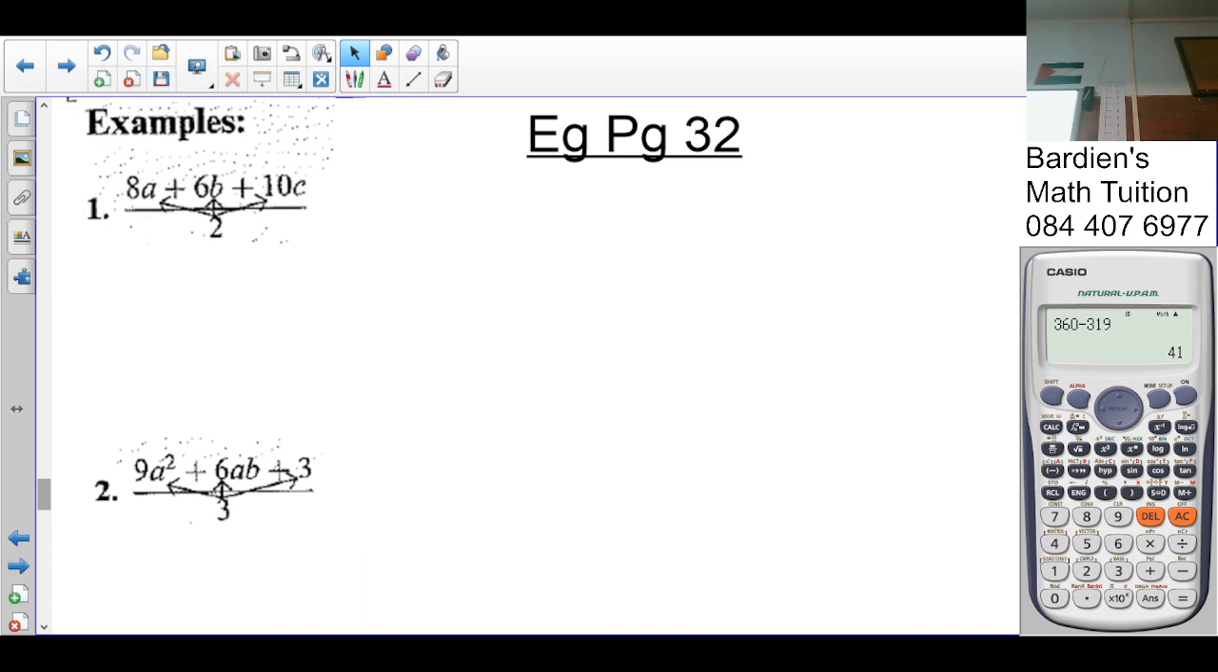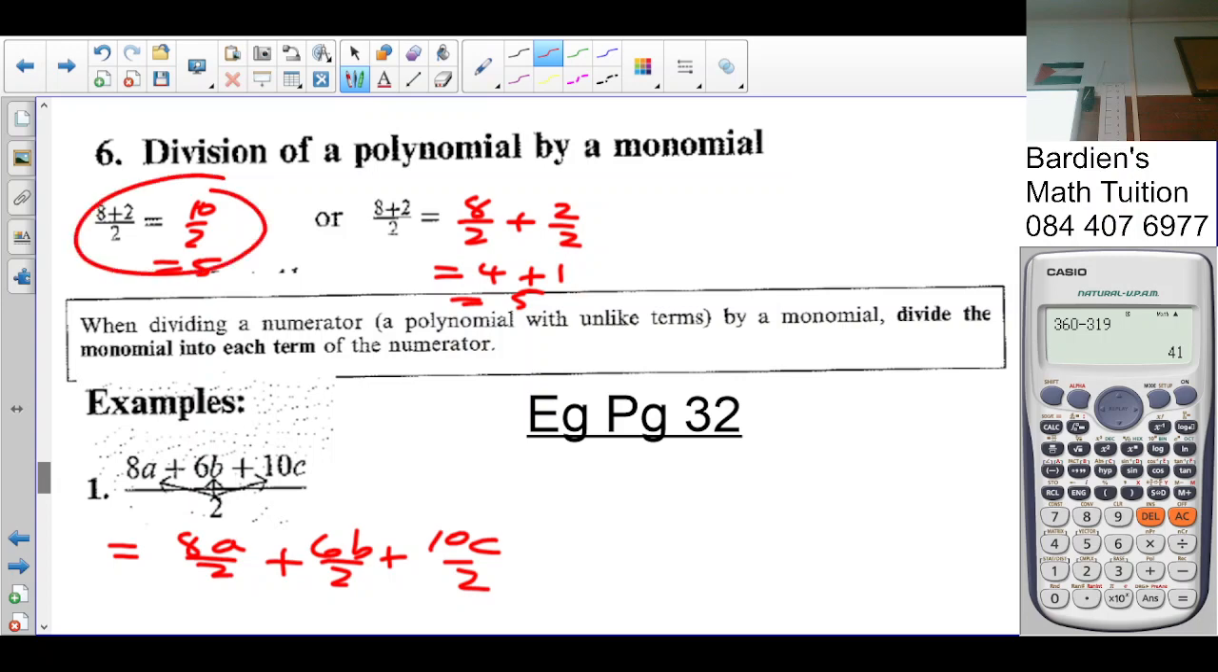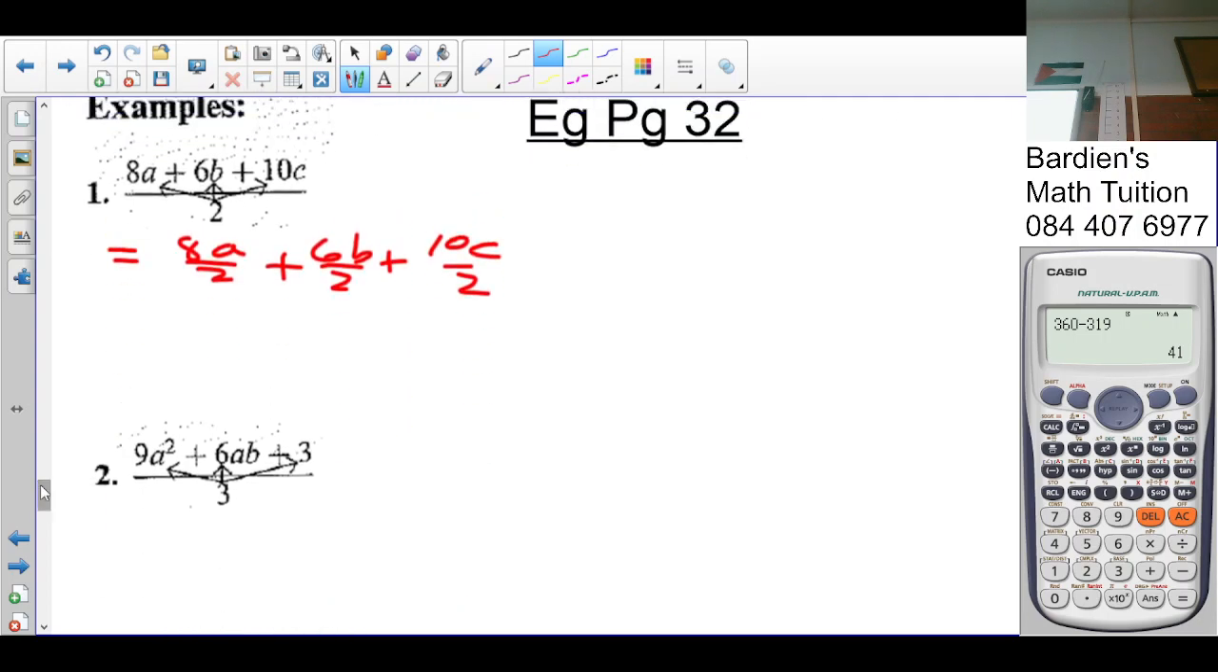So, looking at that there, let's look at the first one. So here we can write each one of its own. So it's 8a over 2 plus 6b over 2 plus 10c over 2. Could I have applied the first method as I did here to the sum here? No. Why not? They are unlike terms. So I couldn't add them first. Does it make sense? So what is 8a divided by 2? 4a. What is 6b divided by 2? 3b. What is 10c divided by 2? 5c. That's your answer. Can I add it? No. Why?